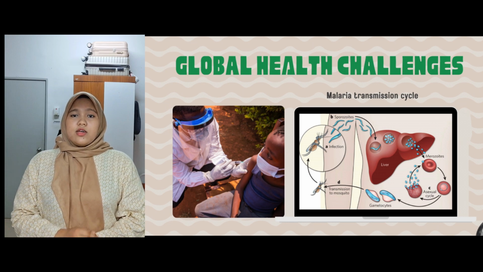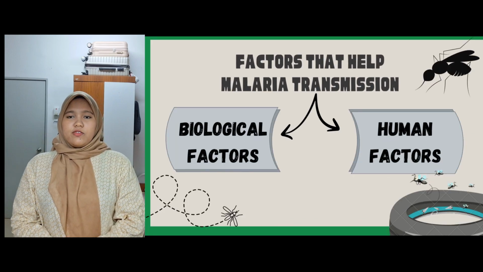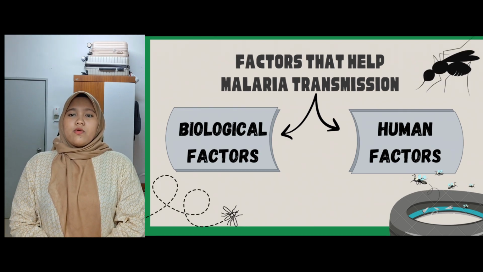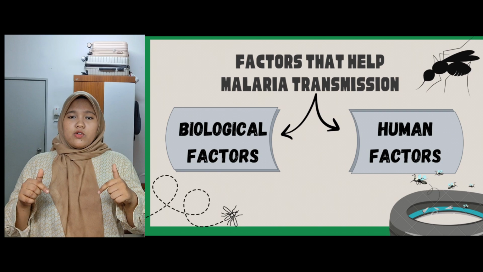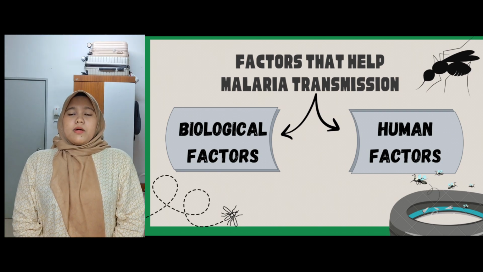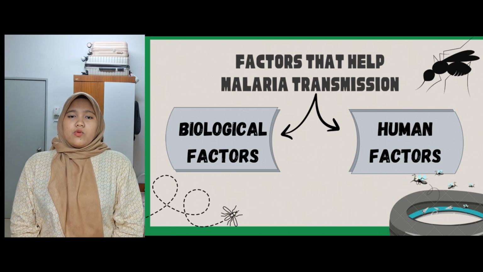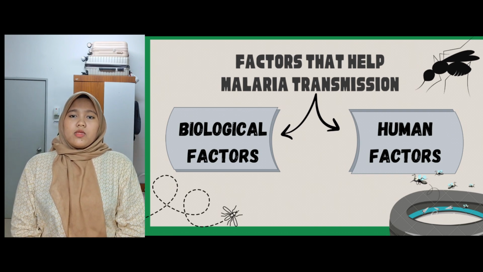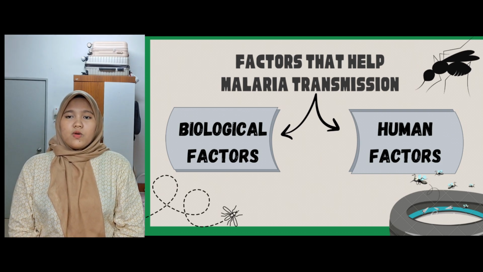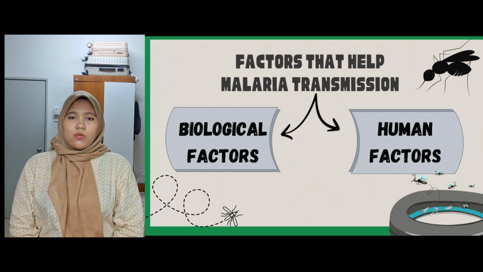Today, I will discuss two main factors that help malaria transmission, which are biological factors and human factors. Now, let's dive deeper into the factors that contribute to malaria transmission. Firstly, malaria transmission is mainly affected by biological factors. Malaria is not contagious and cannot spread from one person to another. The disease is transmitted through the bite of the female Anopheles mosquito.